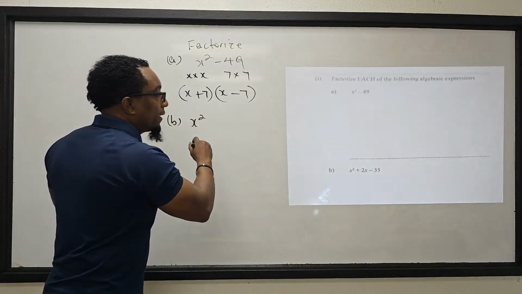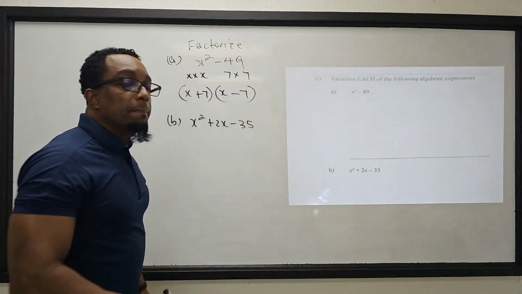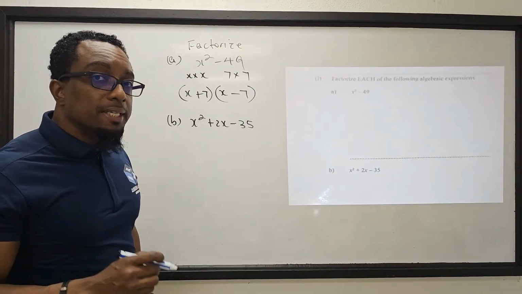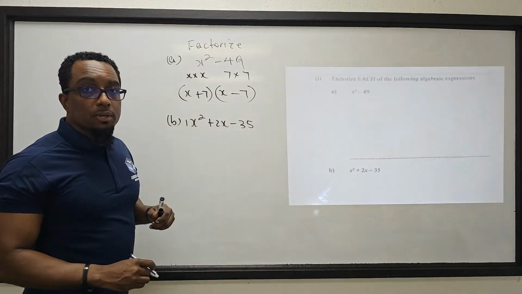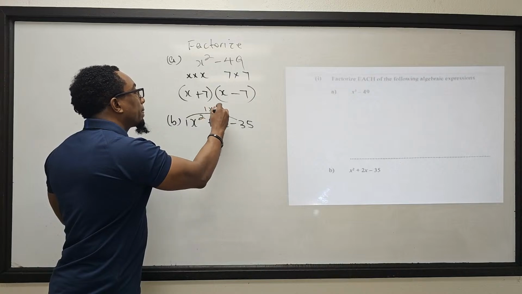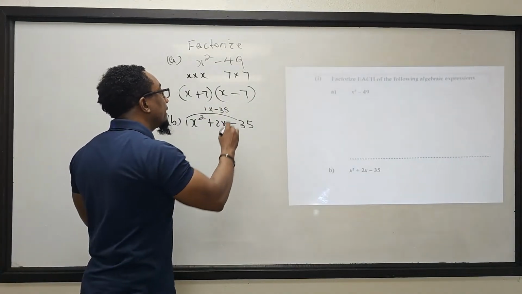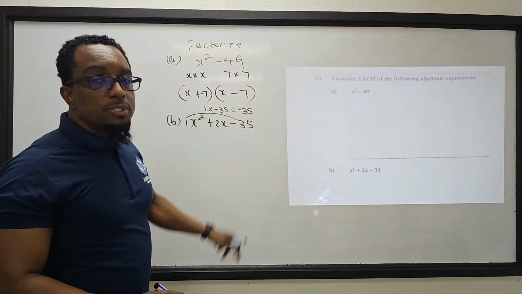Factorize x squared plus 2x minus 35. The method of factorization will be used here as a method of the quadratic expression. 1 is understood in front of x squared. So I'm going to multiply 1 by negative 35, which is negative 35. So I'm multiplying A by C.